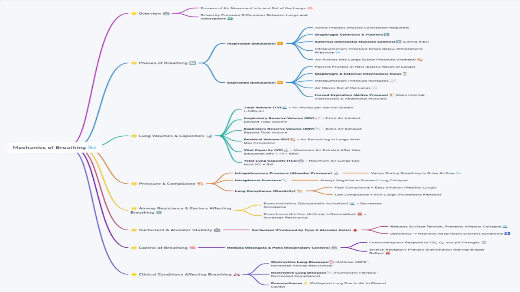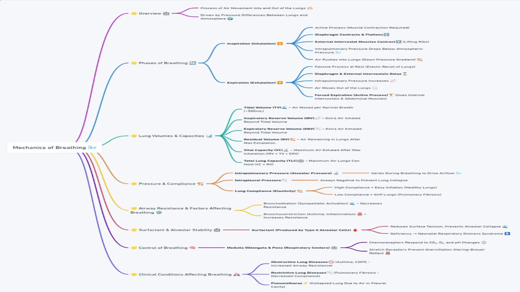So the net force: when the intrapleural pressure is more than the lung recoil, the lung expands. If the recoil force is more than the intrapleural pressure, the lung collapses. If the intrapleural pressure is equal to the lung recoil, then the lung volume will remain constant.